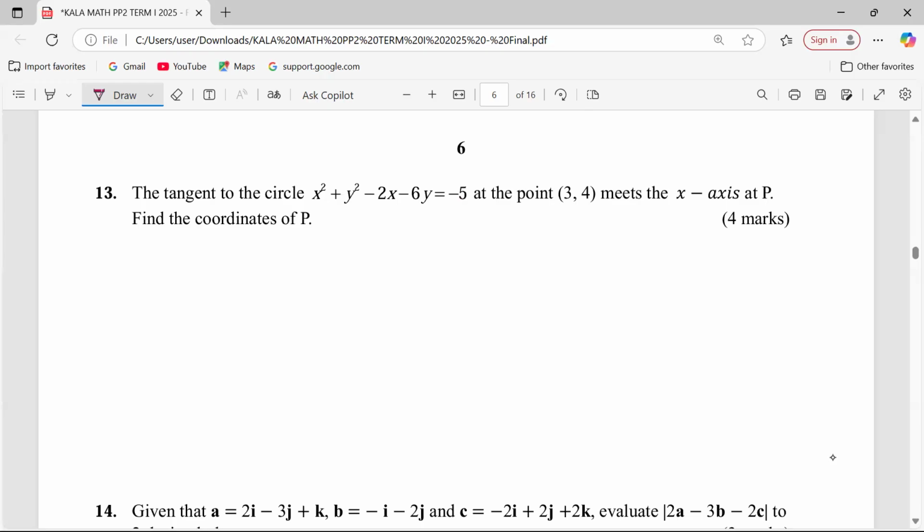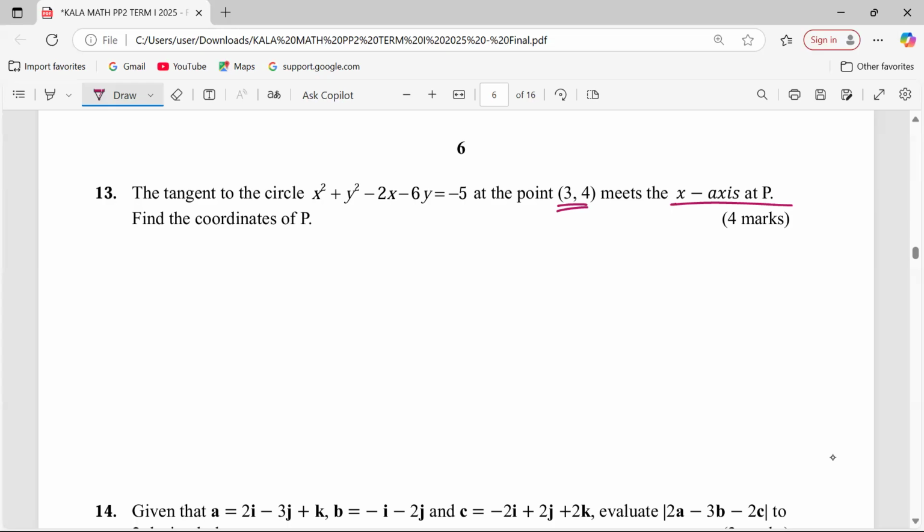The tangent to the circle x squared plus y squared minus 2x minus 6y minus 5 at (3, 4) meets the x-axis at P. Find the coordinates of P. In other words, we find the x-intercept of this tangent. So what we are supposed to understand is that there is a circle here which has a tangent at coordinate (3, 4).